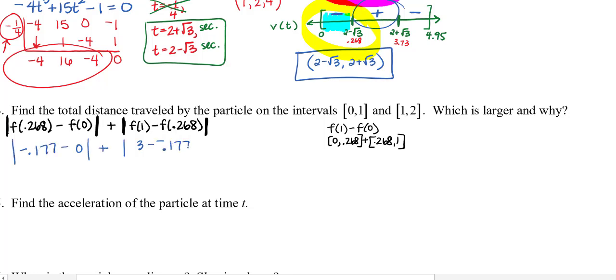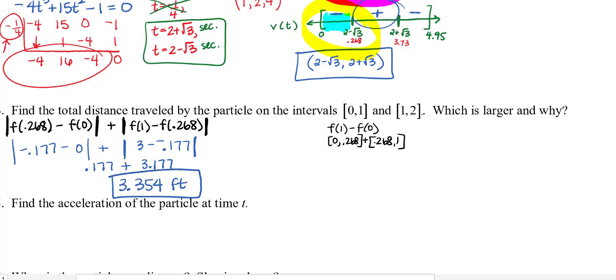Negative 0.177. Don't take the absolute value of individual terms. What happens is if you started at positive 3 but ended at a negative number, you actually went farther than 3. So I went 3.177 here, and I went positive 0.177 there. So we'll add those two numbers together. So I went 3.354 feet within that first 1 second.